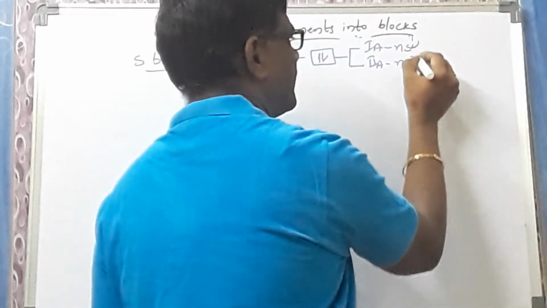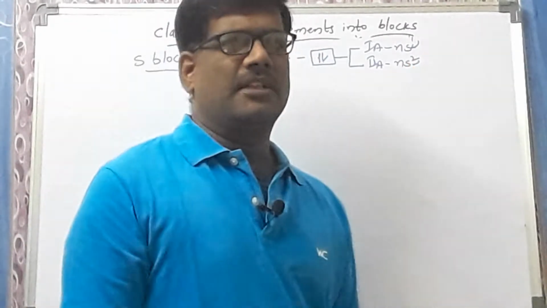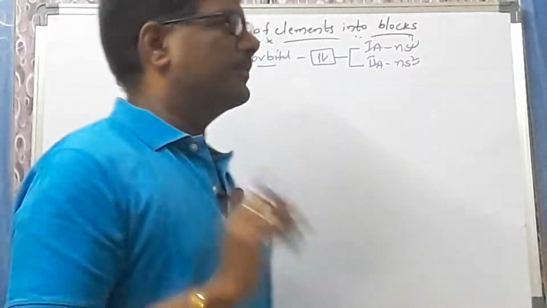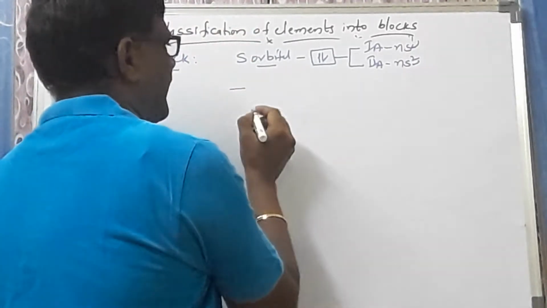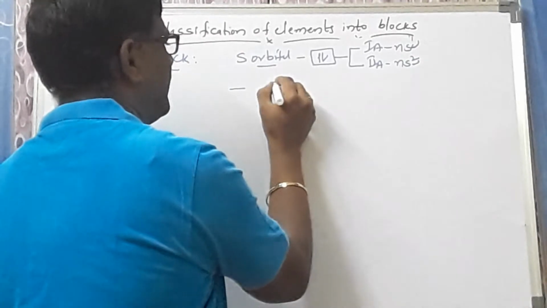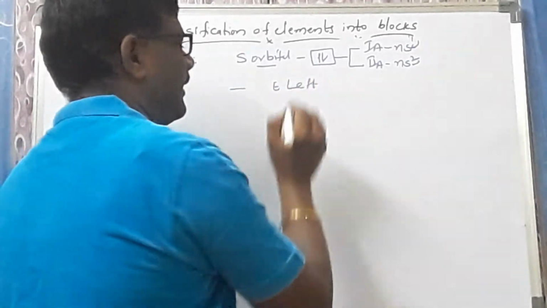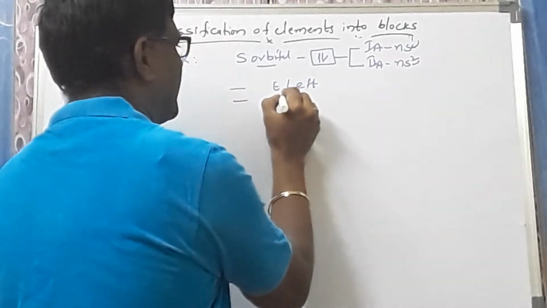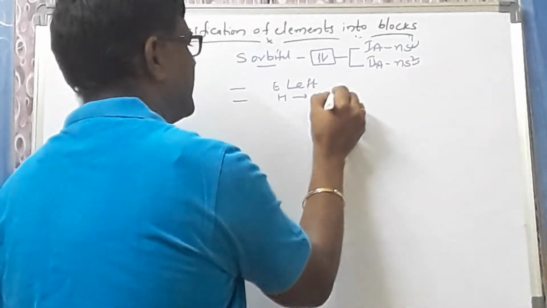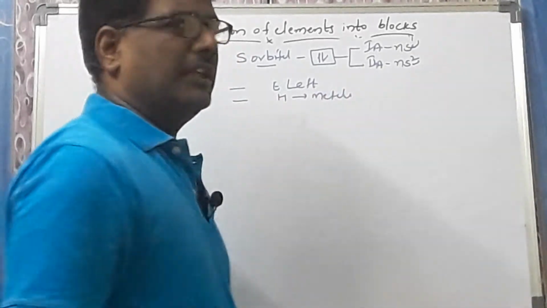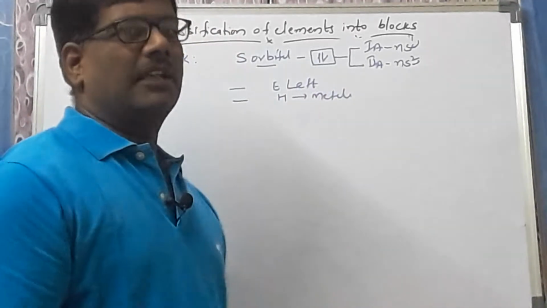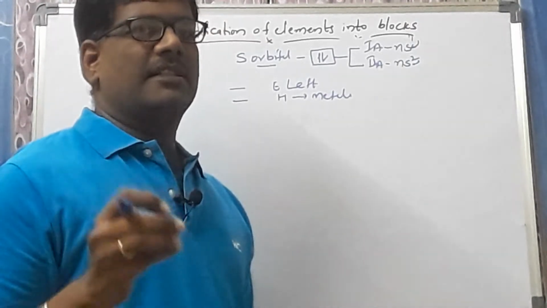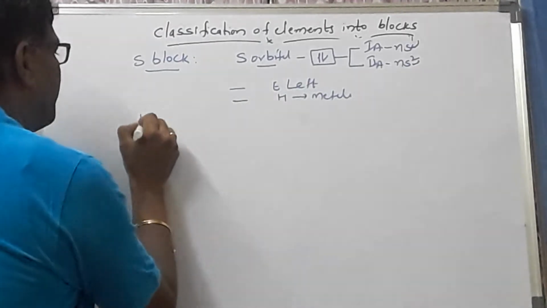The last electron enters into which orbital? The S orbital. That's why these elements are called S block elements. We have 2 groups, present at the extreme left side of the periodic table. In the S block, leaving hydrogen, all the elements are metals. So alkali metals and alkaline earth metals are there; the S block is 100% metallic in nature except for one element, hydrogen.